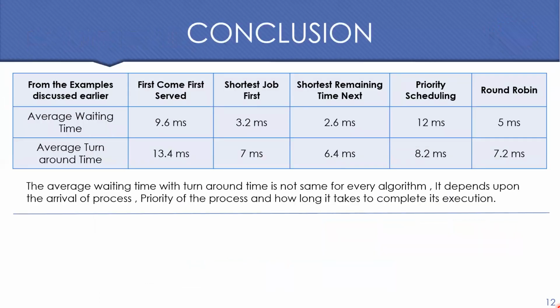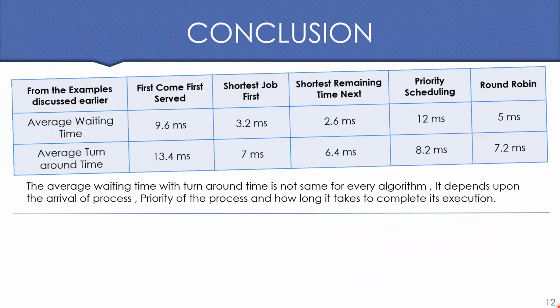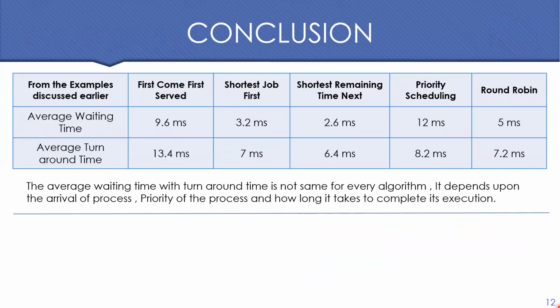That's all about the algorithms. Let's have the conclusion of the presentation. Here in this table, we have mentioned all the solutions of the same example which we have discussed. The average waiting time and the average turnaround time are in the table. We can conclude that the average waiting time and turnaround time are not the same for every algorithm. It depends upon the arrival of the process, the priority of the process, and how long it takes to complete its execution.